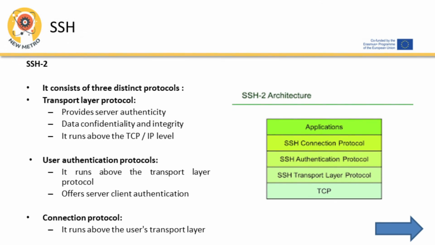The SSH/2 protocol is composed of 3 distinct protocols. Transport Layer Protocol provides server authenticity, confidentiality and integrity of data. Runs above the level of TCP/IP. User Authentication Protocol. It runs over the Transport Layer Protocol. It offers authentication for the client to the server. Connection Protocol. It runs over the user authentication layer.